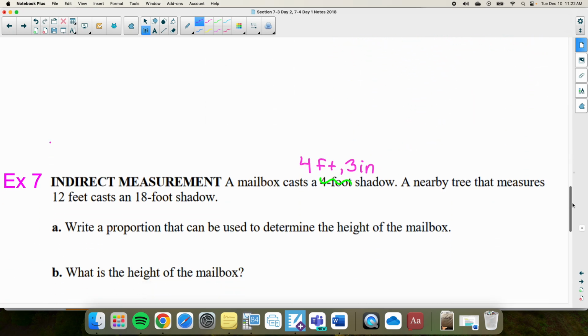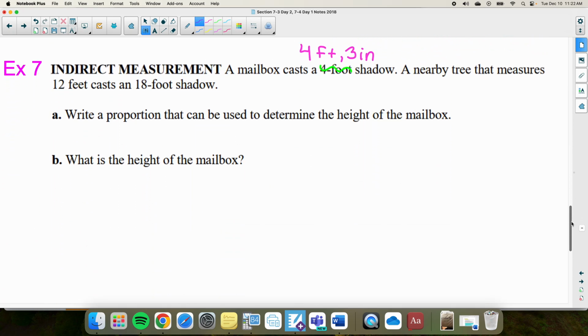Okay, so today, oh, we have one more, you guys. We have one more. It says a mailbox casts a shadow that's 4 feet 3 inches tall. Ben, make sure you pay attention, okay? A nearby tree that measures 12 feet casts an 18-foot shadow. So we have this little mailbox, okay? The shadow is, I changed this question to 4 feet 3 inches.